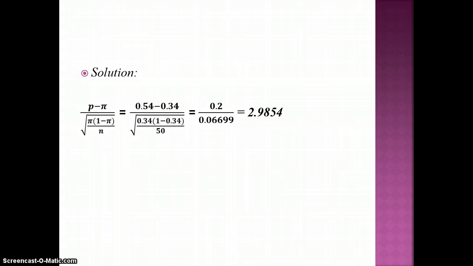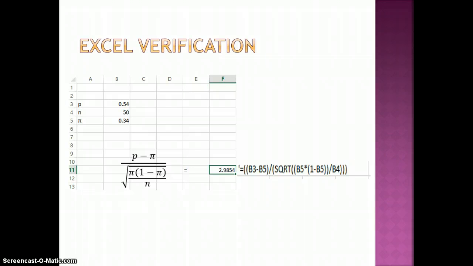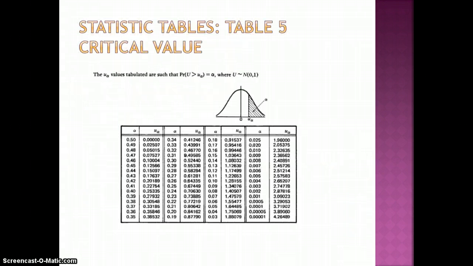This doesn't have much significance at the moment, as we'll have to compare it to a critical value to see if we can accept or reject our hypothesis. This is just the Excel verification of our formula to show that we used the formula correctly and managed to obtain the same answer. If we now look at the statistical tables on table 5, we look for a critical value to compare to our z-stat value.